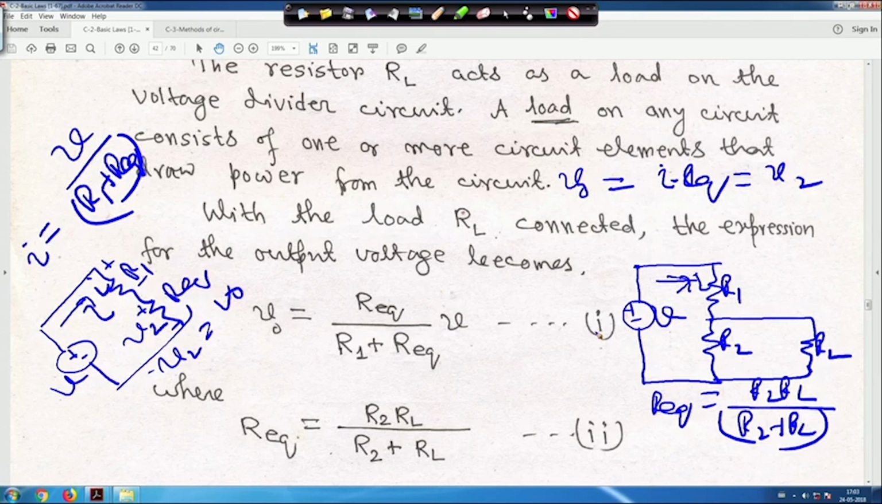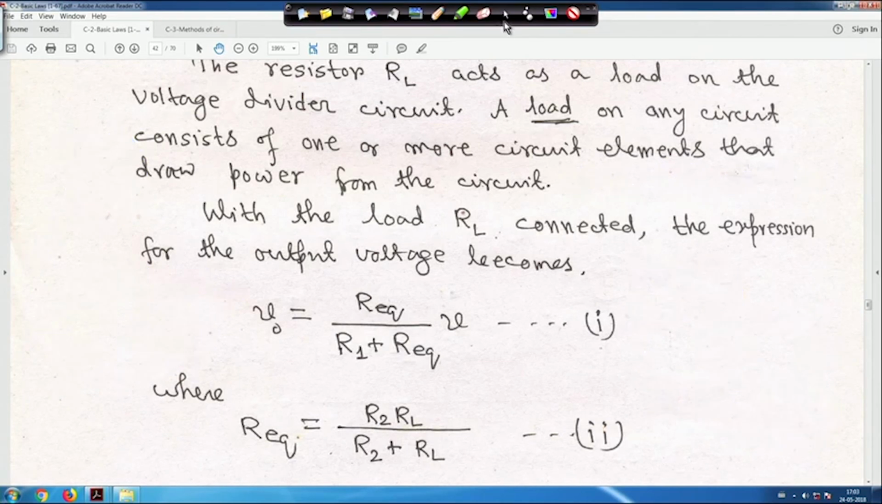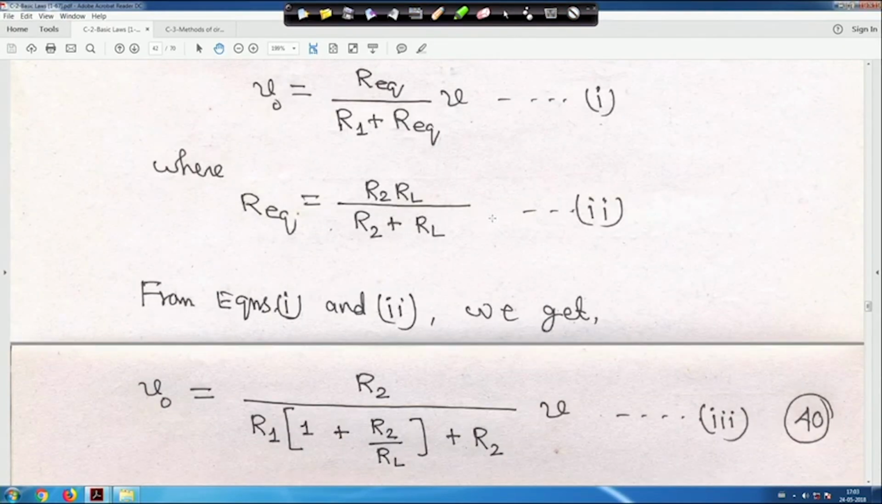Hope you have understood, because the write-up is more. Somehow I am making it here, hope things are understandable to you. Where Req is equal to R2 RL upon R2 plus RL, which I just derived for you, and I have told you how it is coming. So this is equation 2. Let me clean it. So, equations 1 and 2.